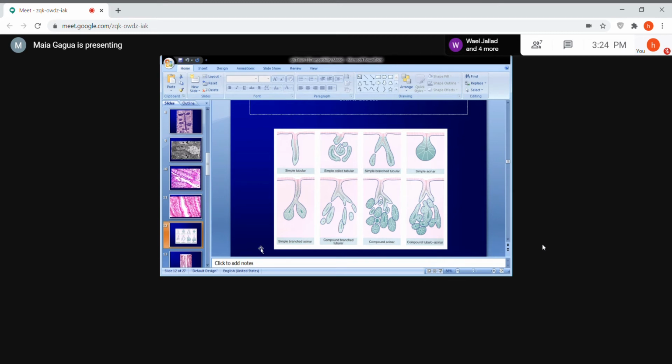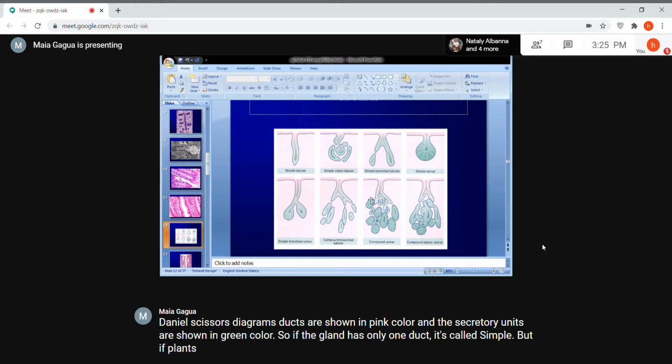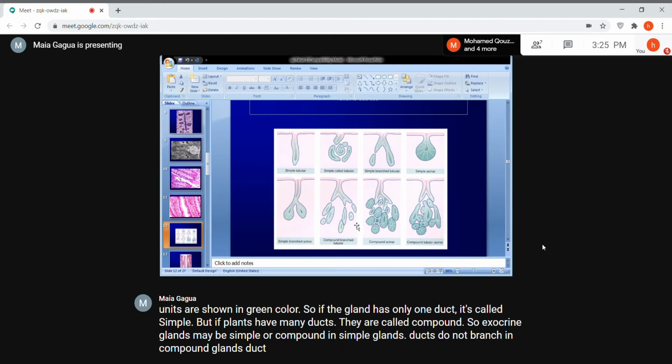Can you see these diagrams? Ducts are shown in pink color and the secretory units are shown in green color. So, if the gland has only one duct, it's called simple. But if glands have many ducts, they are called compound. So, exocrine glands may be simple or compound. In simple glands, ducts do not branch. In compound glands, ducts have branches.